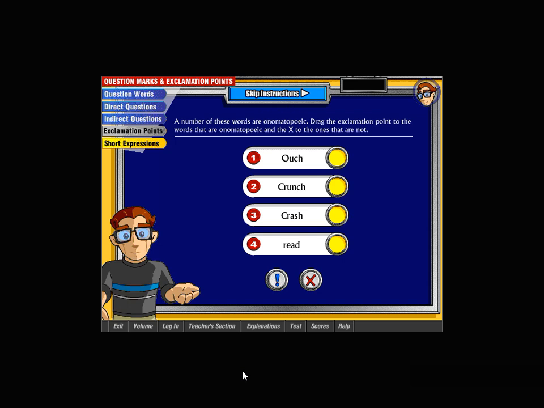To see if you understand what I'm getting at here, decide which of these words need an exclamation point. Drag the exclamation point to the onomatopoeic words which need one, and the X to the words which don't. When you've finished, click Done.